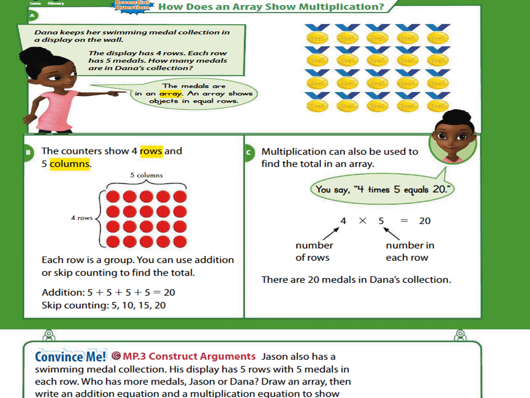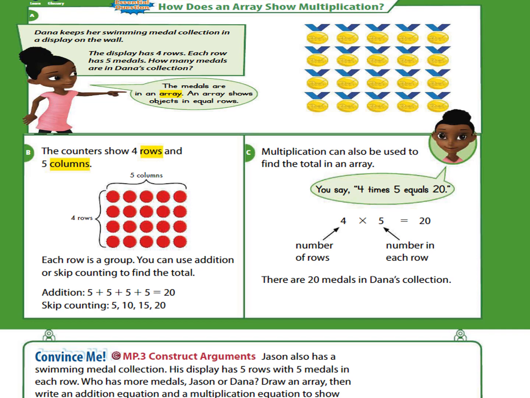Multiplication can also be used to find the total in an array. You say 4 times 5 equals 20. 4 is the number of rows. 5 is the number in each row, or the number of columns. So we can say 4 multiplied by 5 equals 20. There are 20 medals in Dana's collection.